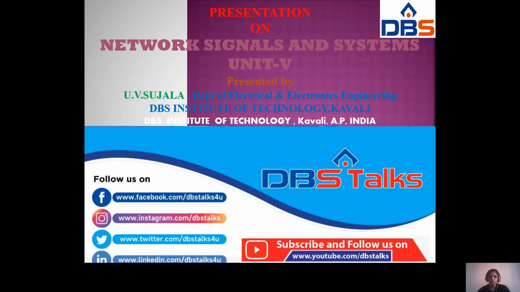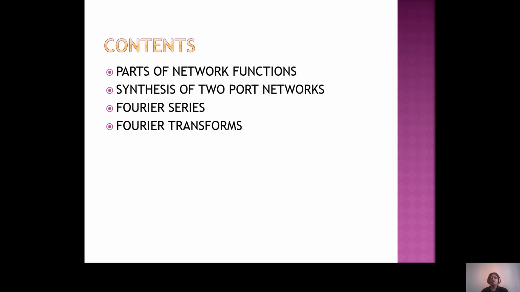I discuss the fifth unit of Network Signals and Systems. Under this unit, the main contents are the parts of network functions: driving point impedance functions and driving point admittance functions.